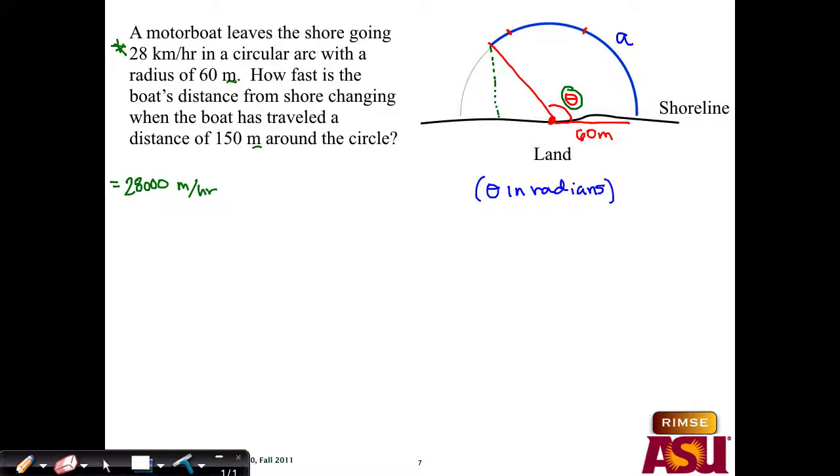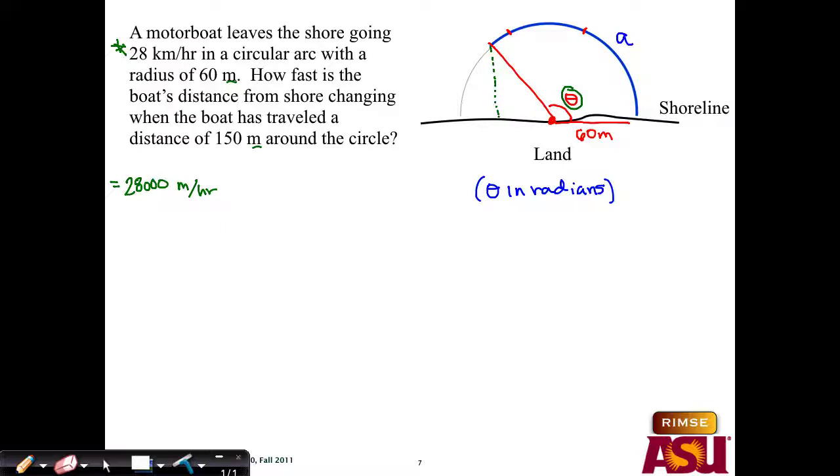Like if theta was 1 radian, then this would be 1 radius length. It would probably look like over here. So that would be 60 meters. If theta was 2 radians, then the arc would be 2 radius lengths, or 2 times 60.